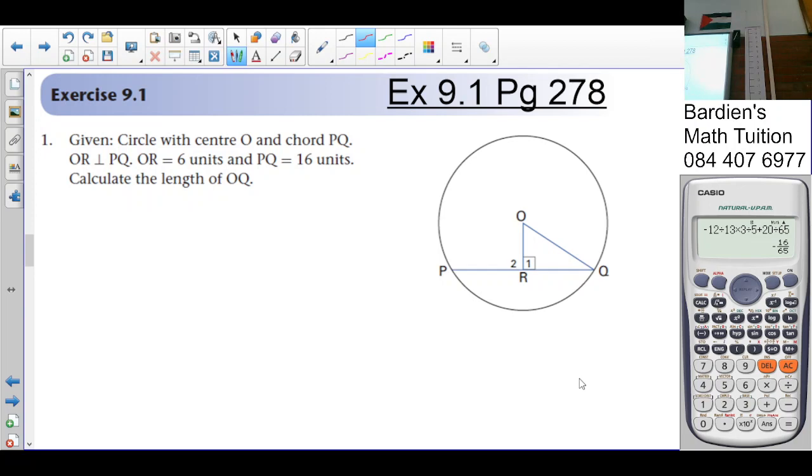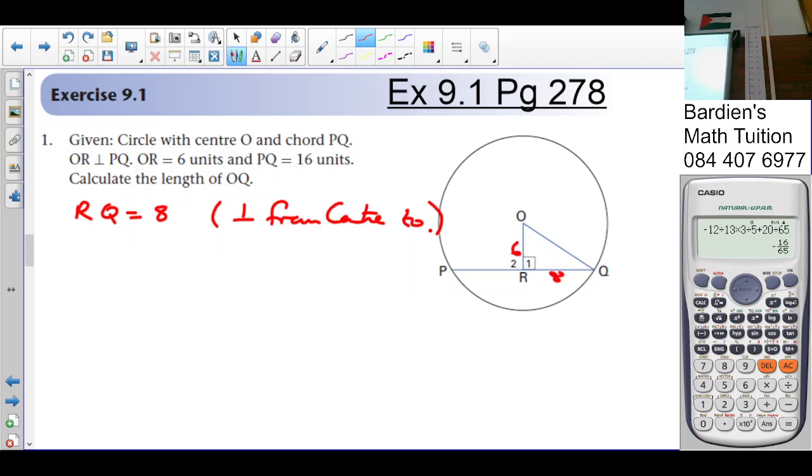Alright, so let's go. OR is 6. We said PQ is 16. So RQ is going to be equal to PR, which is equal to 8. I don't need PR, so I don't have to state it. So RQ is equal to 8, reason: perpendicular from center to chord. Then we can put 8 in now.